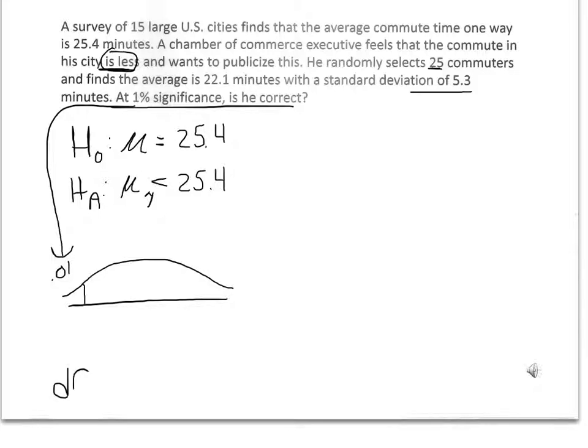This is going to be based on degrees of freedom of 24 because I have an n value of 25, 25 minus 1. So now I need to go to my t-distribution chart. I go to my t-chart. I find the critical value to be negative 2.49. So anything below negative 2.49 is going to fall into this rejection region.